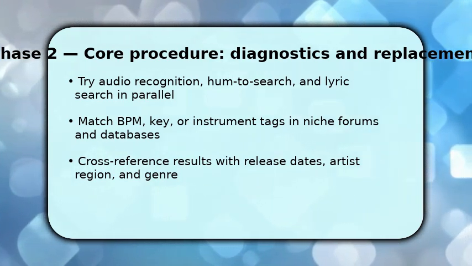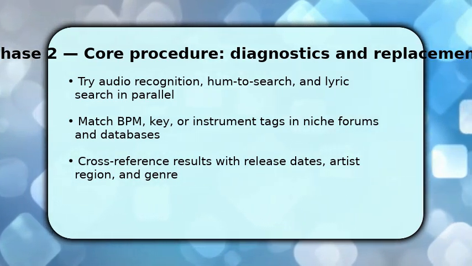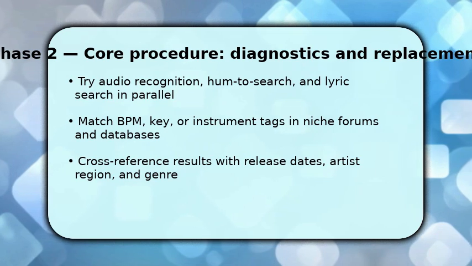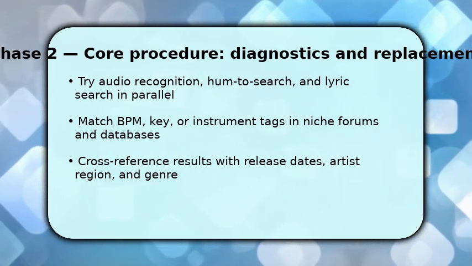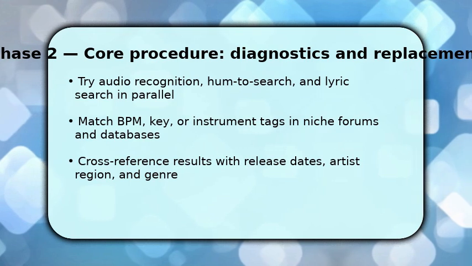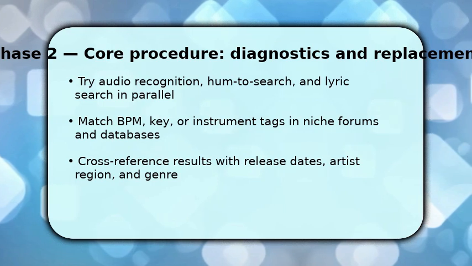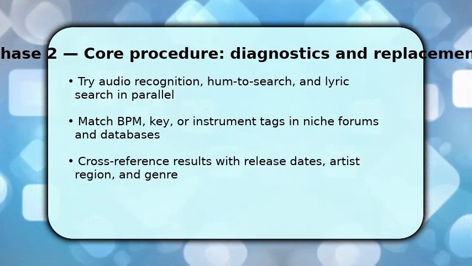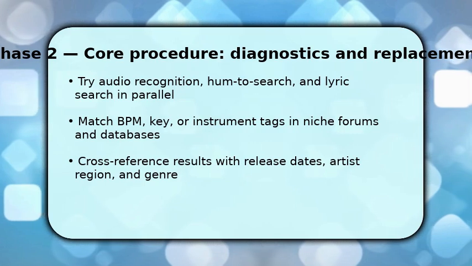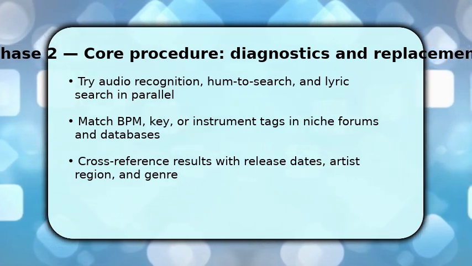If those fail, filter by BPM, key, or distinctive instruments on specialized databases and community forums. Explain your fragments clearly. Once you get candidates, compare release date, artist region, and genre to prioritize leads. This multi-angle approach reduces false positives and narrows options fast.